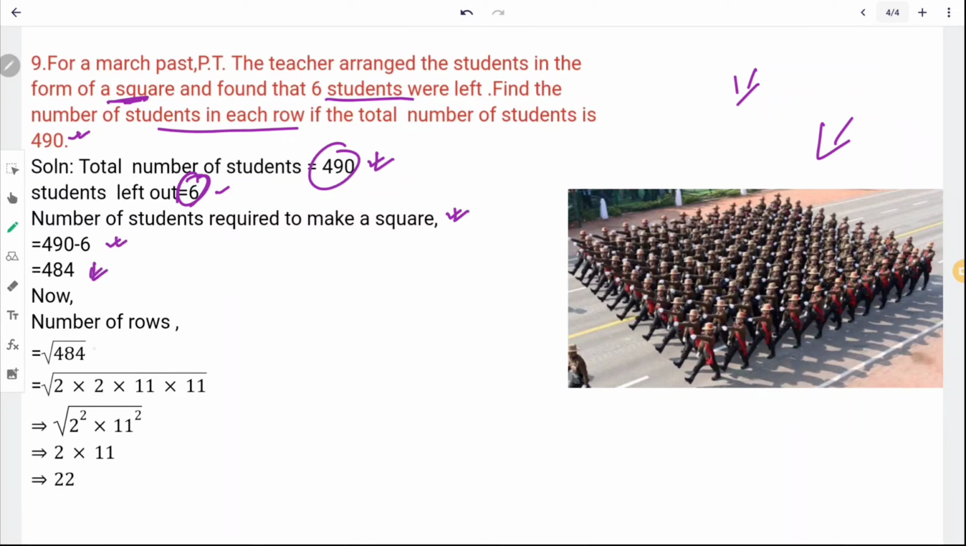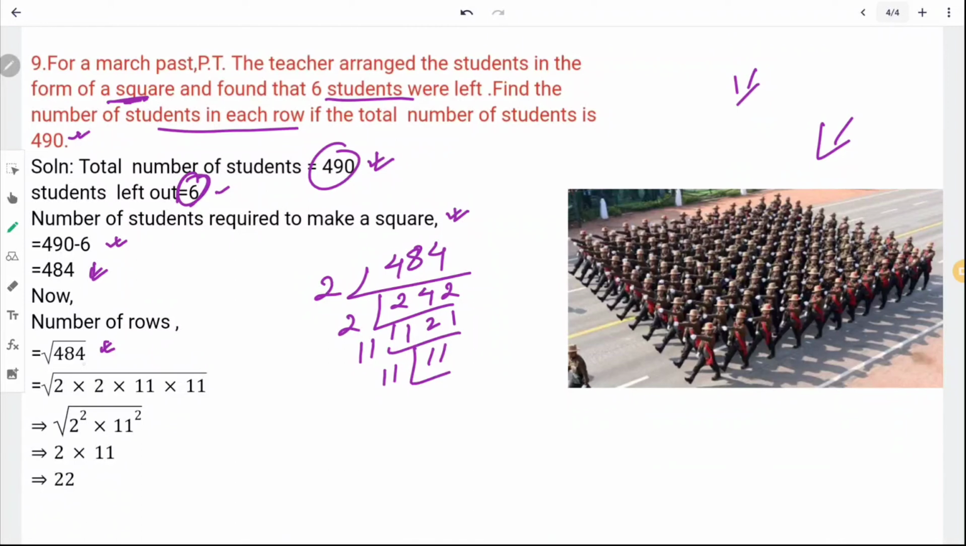Pretty simple. They have already said to form a square, so the number of rows will simply be root of 484. Let's find the factors of 484. I'll start with 2 again: 2 2s are 4, 2 4s are 8, then 2 again, then 2 one time, and this 121 is simply 11 square. 11 into 11. So 484 can be written as 2 2 11 11. Once again they're squares, so 2 square into 11 square. The square and root get cancelled, and we're going to get the number of rows. The total number of rows to form a square is 22 rows.